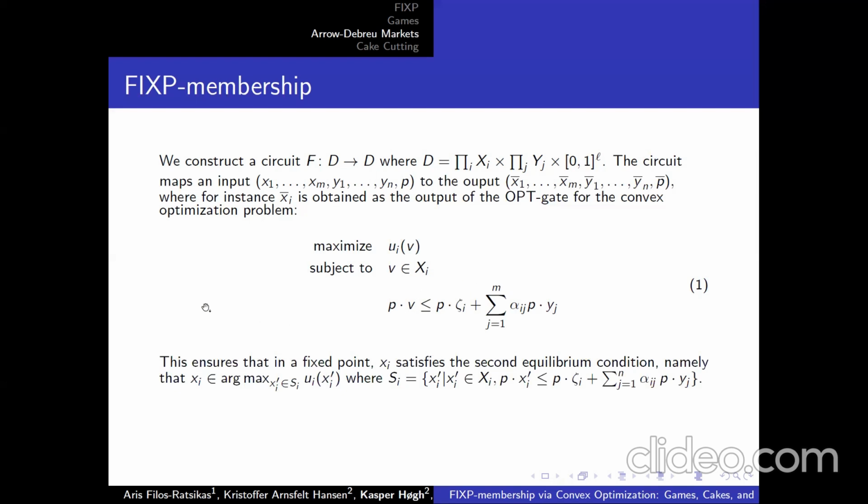And this is exactly, I think, the second condition of the requirements of being an equilibrium. And similarly, we can solve some different optimization problems to ensure, for instance, that these production plans are also optimal, and so on. Okay, so that's what I want to say about the Arrow-Debreu markets.